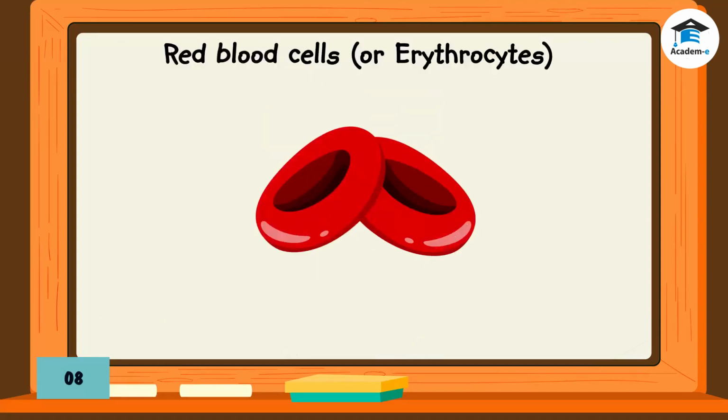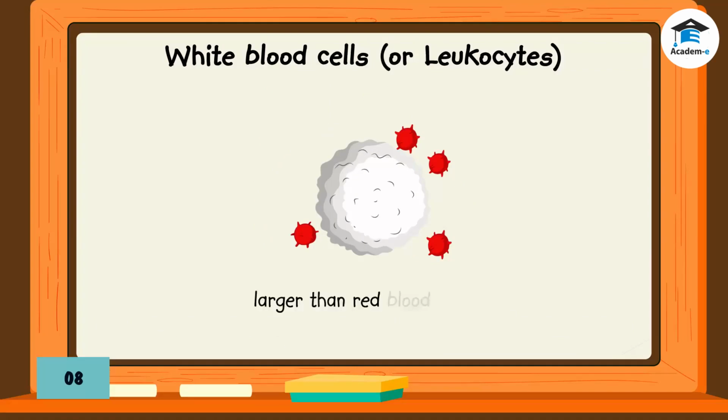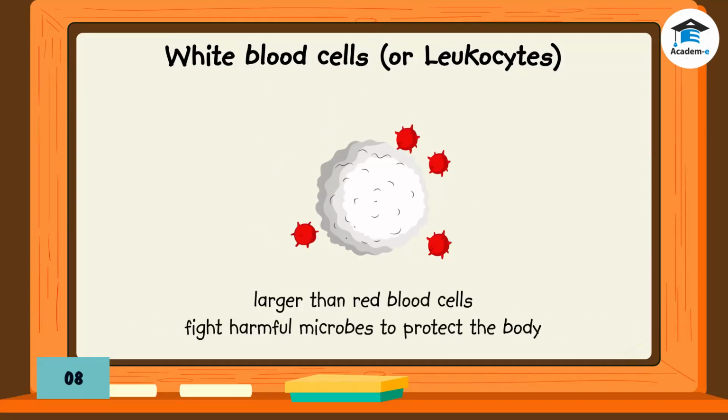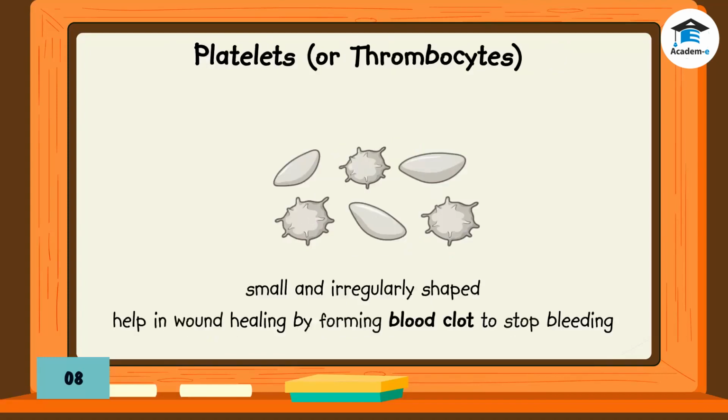Red blood cells are biconcave and disc-shaped blood cells that carry nutrients and oxygen with the help of hemoglobin. White blood cells are larger blood cells that fight harmful microbes to protect the body. Platelets are small and irregularly shaped blood cells that help in wound healing by forming blood clots to stop bleeding.